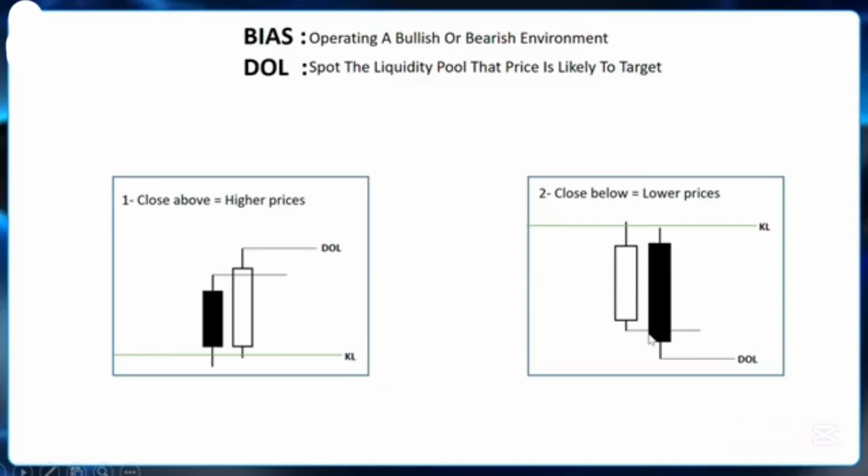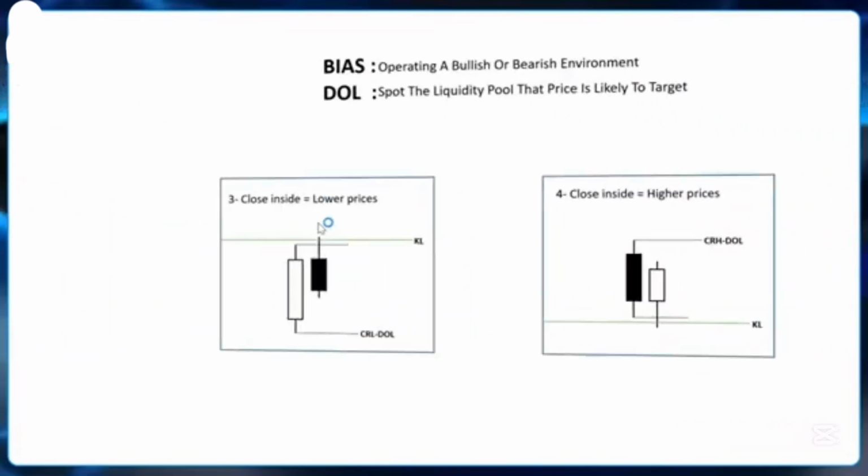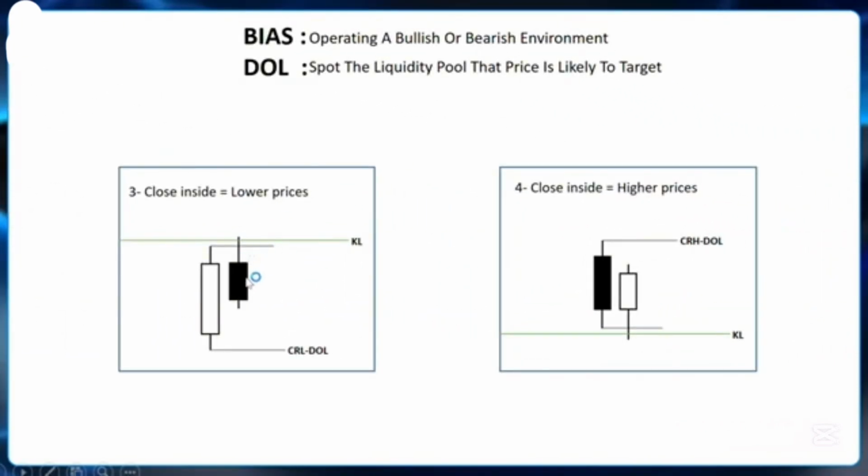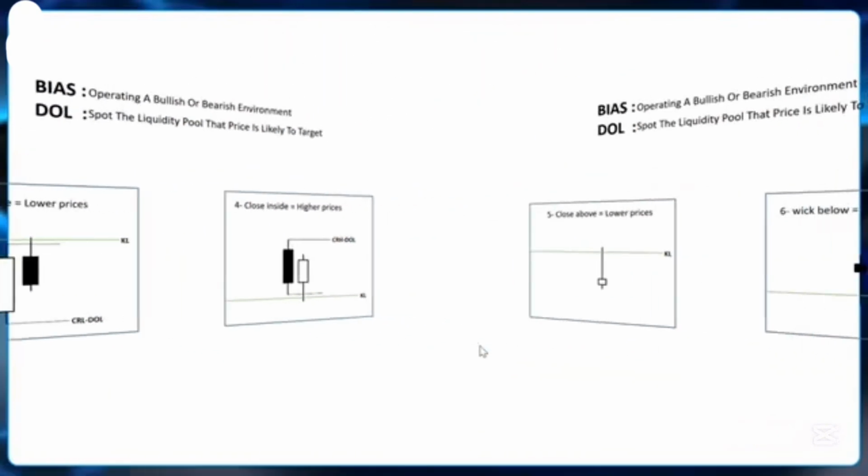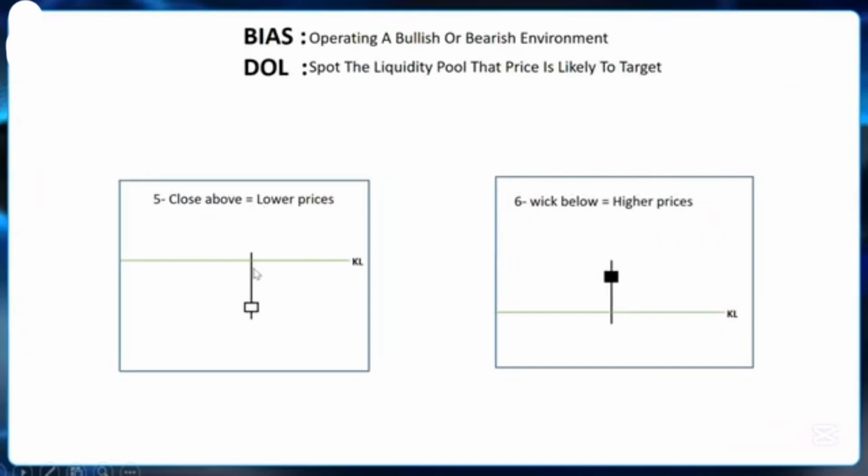Close below equals lower prices. If the market closes below the previous candle, then we can expect the next candle to be bearish. Now, when the market closes inside the previous candle's range, for a bearish candle, this usually indicates that lower prices are likely to follow. And for a bullish candle, it generally suggests that higher prices may be next. This idea actually connects directly to CRT, and this is one of the ways we use candle range to build our bias.